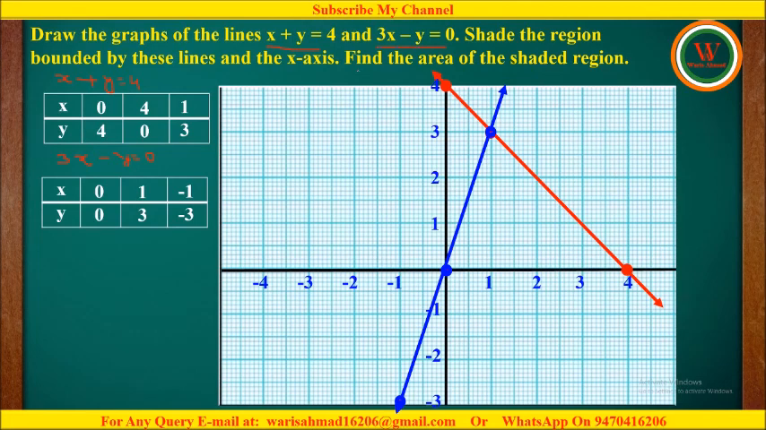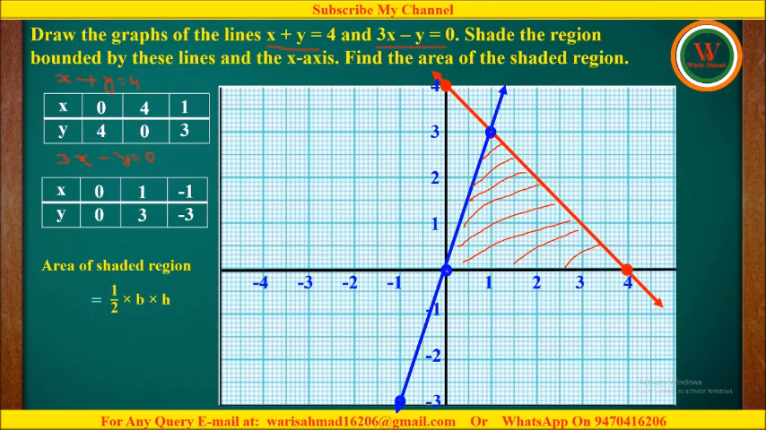But after that, we have to find the area of the shaded region bounded by these lines and the x-axis. So for these two lines and the x-axis, this is the area of the shaded region. This is the shaded region bounded by these two lines and the x-axis. Now let us see how to find the area of this shaded region. Here we have to write, area of shaded region will be equal to, since this is a triangle, we can use the formula 1 upon 2 into base into corresponding height.